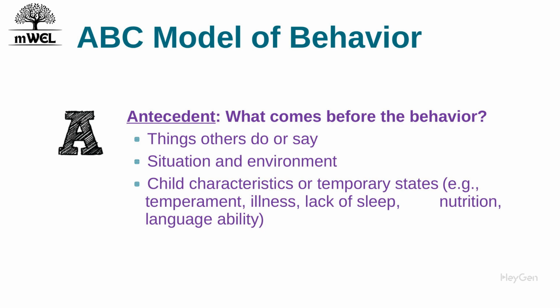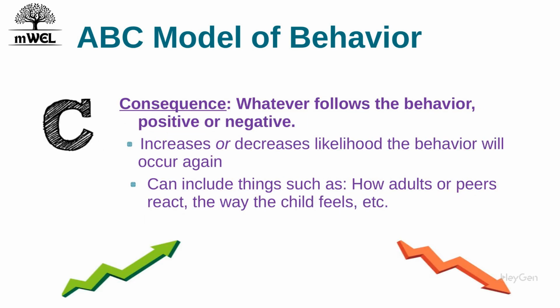By identifying and recognizing these factors, we can proactively address potential triggers and create environments that support positive outcomes for children. C is the consequence. A consequence is what follows the behavior. The word consequence has a negative connotation, but we don't necessarily mean punishment here. We are using the word consequence to mean whatever comes after the behavior.